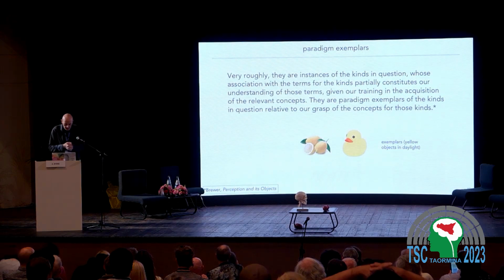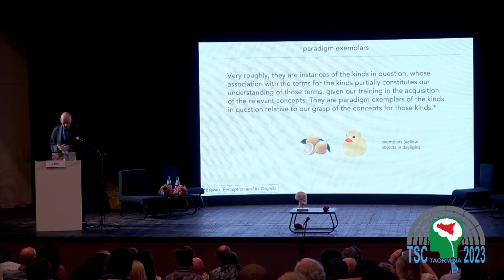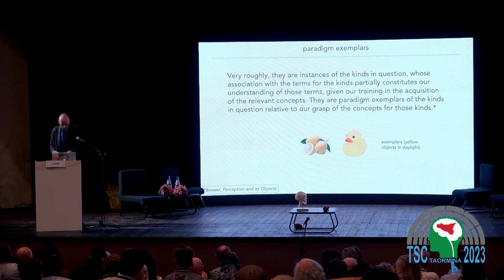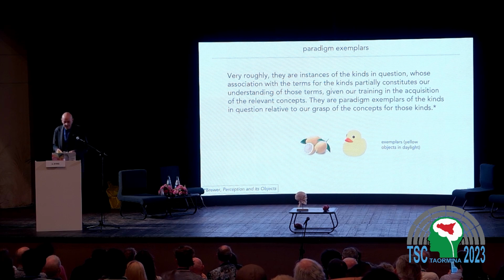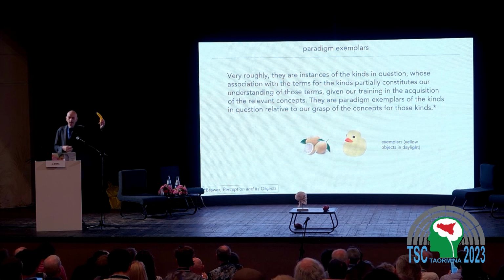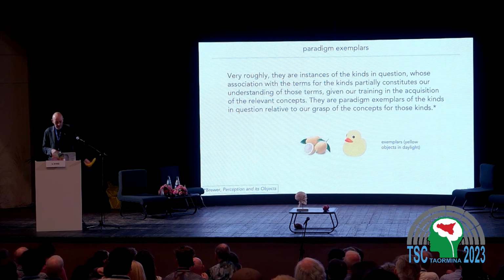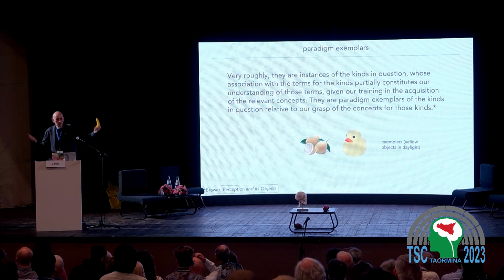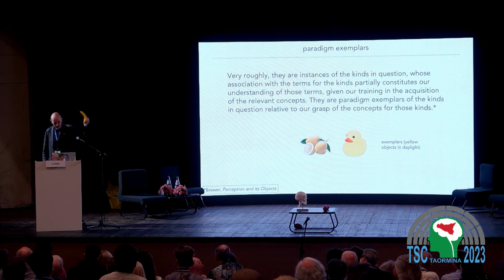What are paradigm exemplars? Well, very roughly, they are instances of the kinds in question whose association with the terms for the kinds partially constitutes our understanding of those terms, given our training in the acquisition of the relevant concepts. They are paradigm exemplars for the kinds in question relative to our grasp of the concepts for those kinds. Okay, that's all a bit wordy, but the basic idea is that this banana, seen in good light, is a paradigm exemplar of yellowness because you could introduce someone to the English word yellow or the Italian word giallo by exhibiting this banana and saying, look, that's an instance of yellowness.